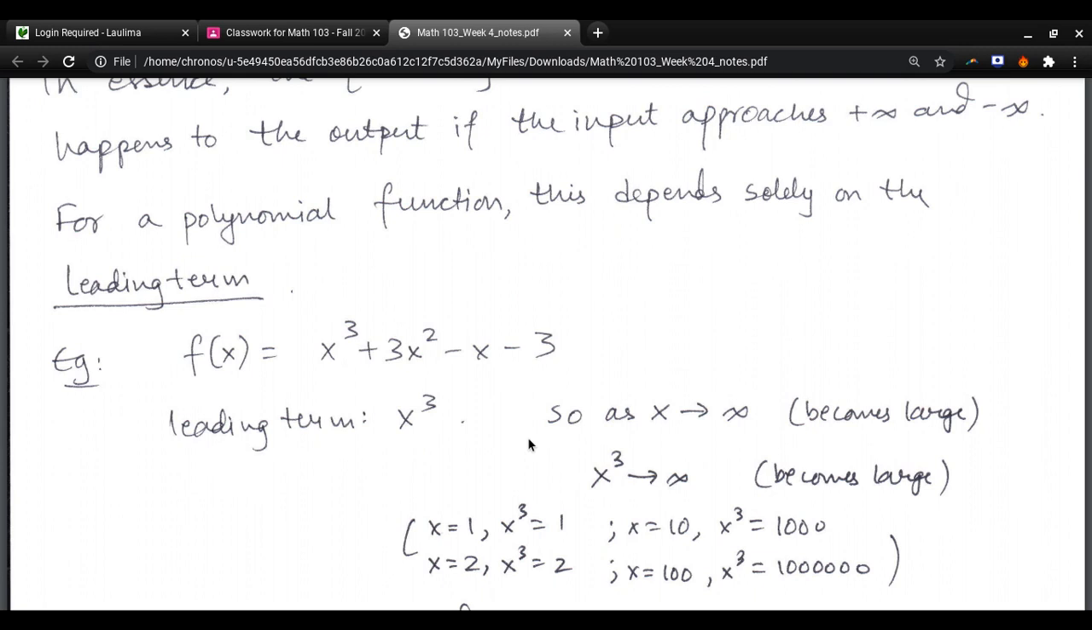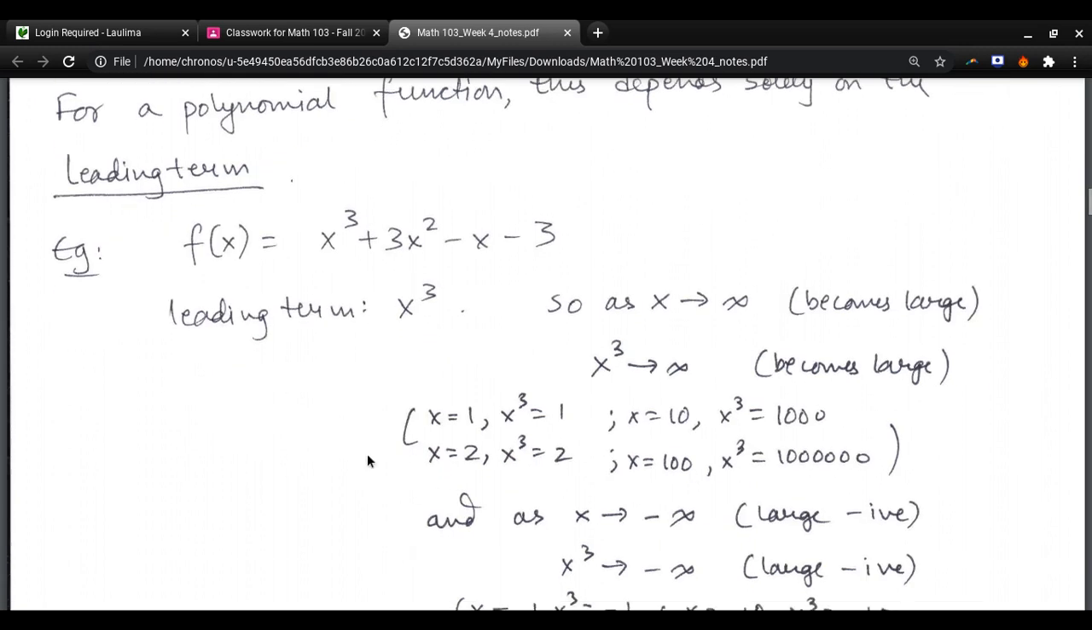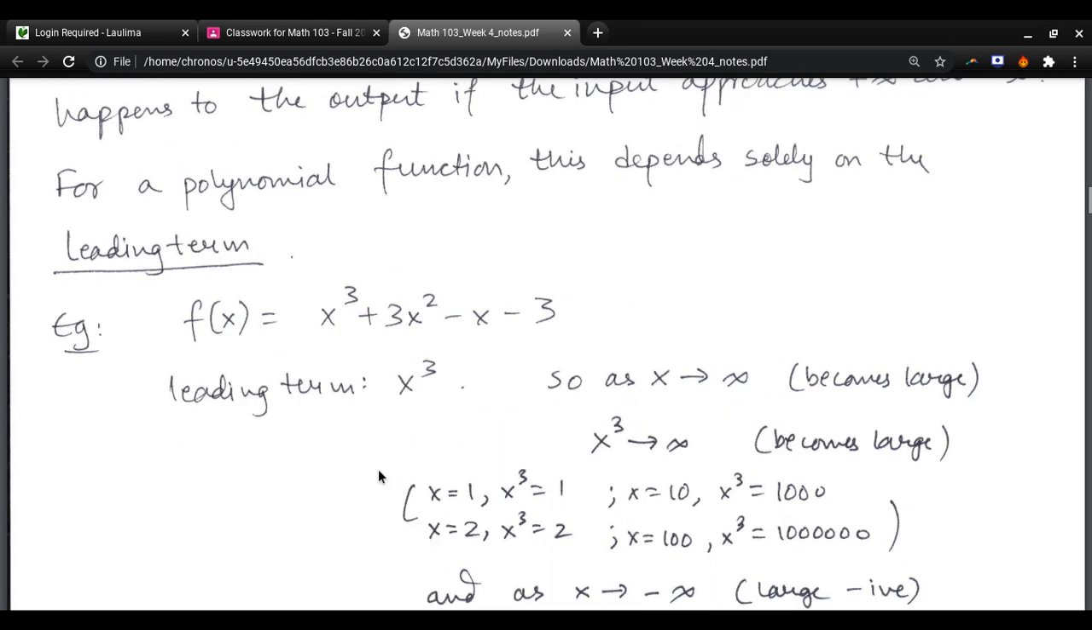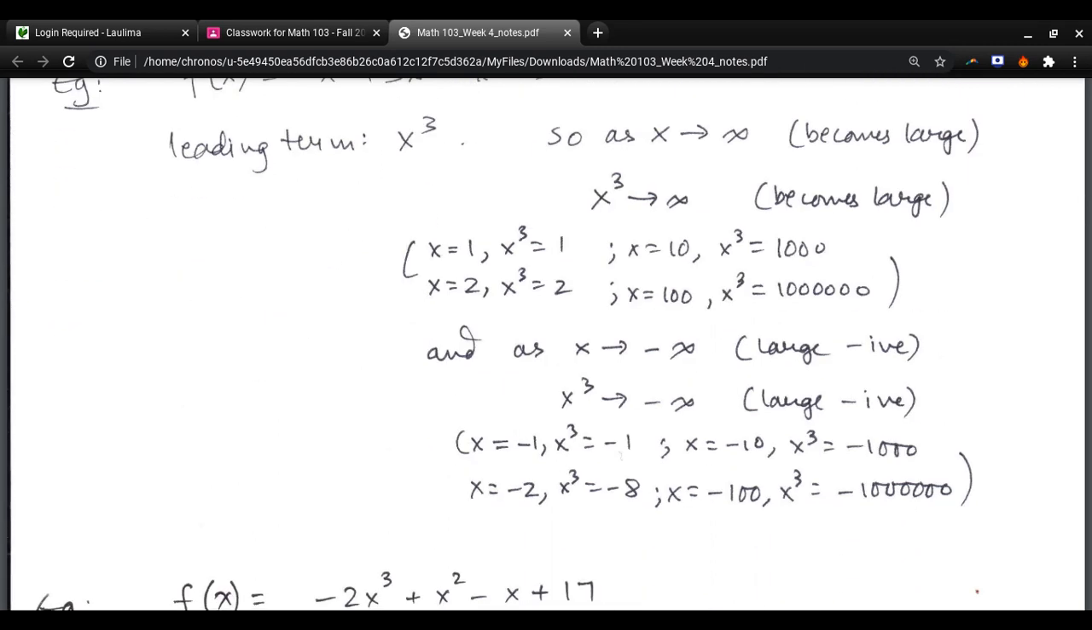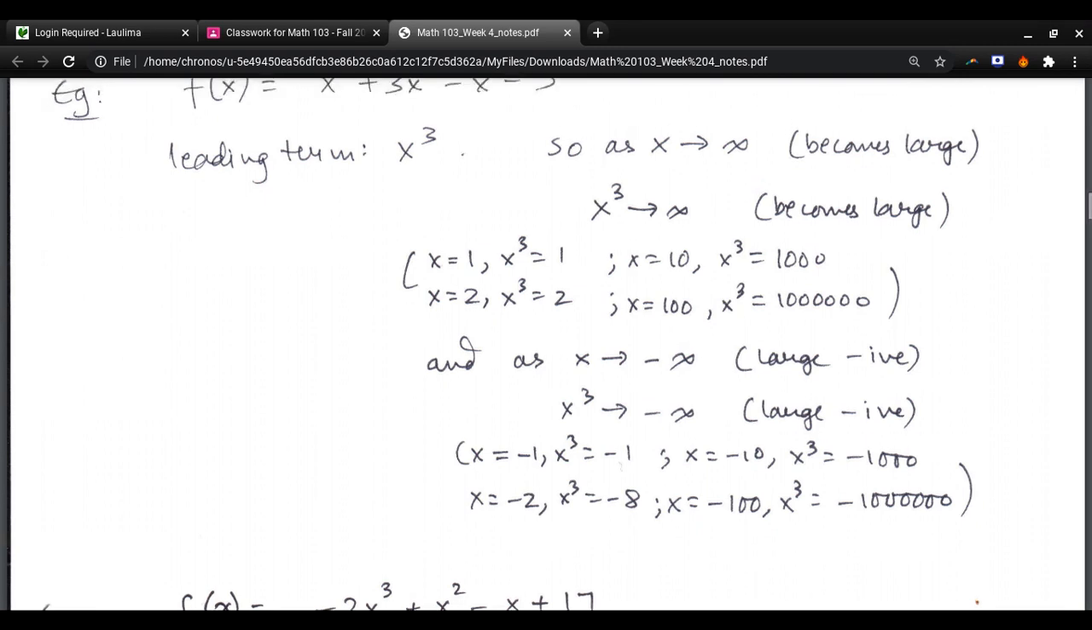So as x goes to positive infinity, x cubed also goes to positive infinity. You can verify that. When x is 1, x cubed is 1. When x is 10, x cubed is 1000. When x is 2, x cubed is, this should be 8. When x is 100, x cubed is 100, 6 zeros, etc. Similarly, as x goes to negative infinity, a large negative number, x cubed also goes to negative infinity.